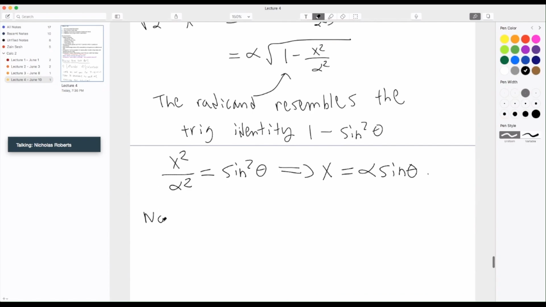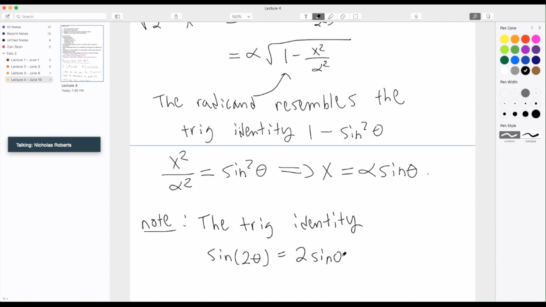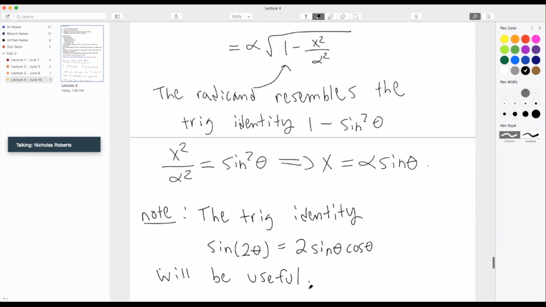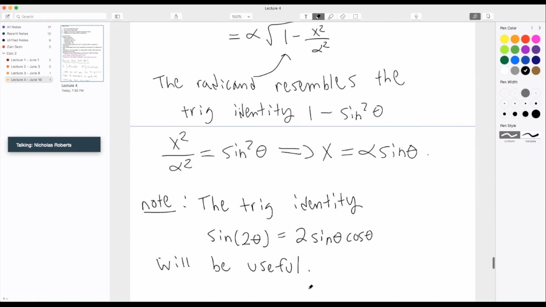And let me just put down a quick note before we do an example. Quick note: the trig identity sine of 2 theta equals 2 sine theta cos theta will come in handy. It will be useful. All right, so let's just keep that in the back of our heads. We're going to use it at some point.